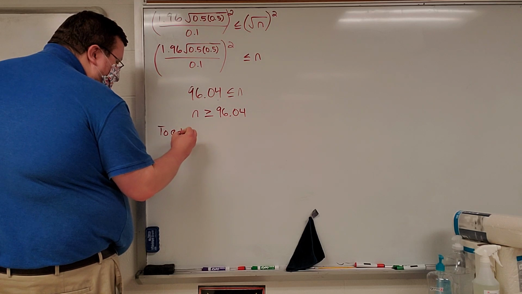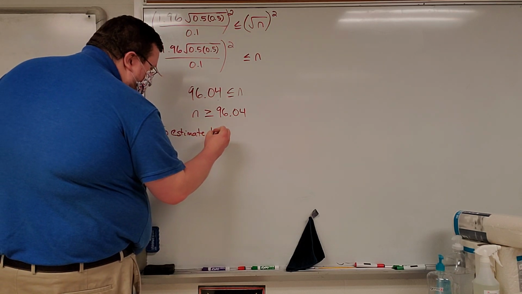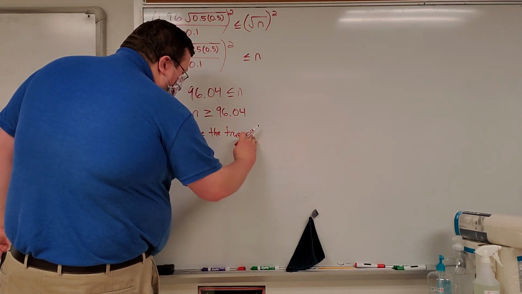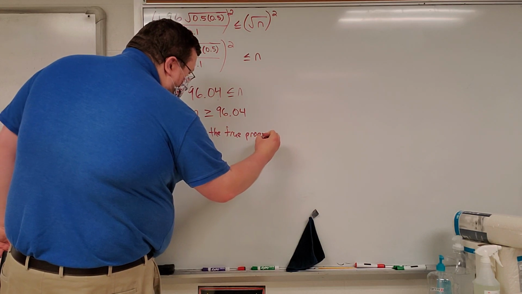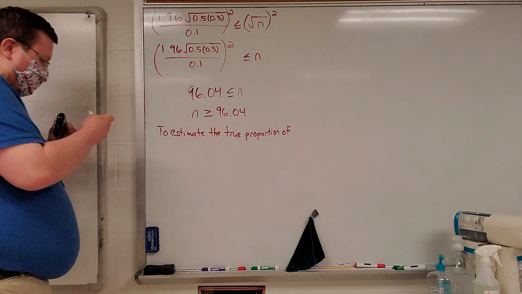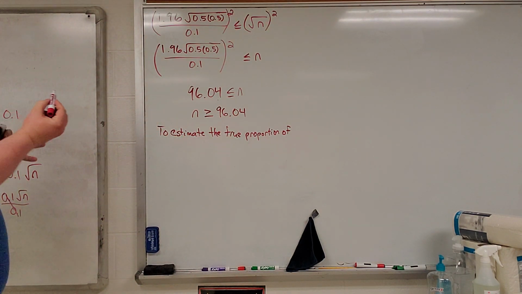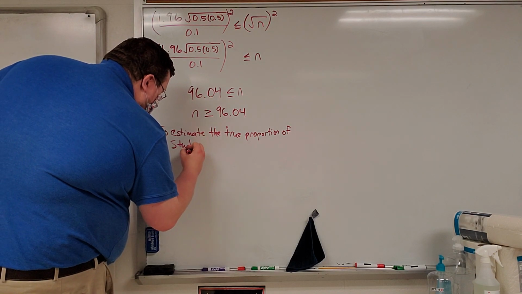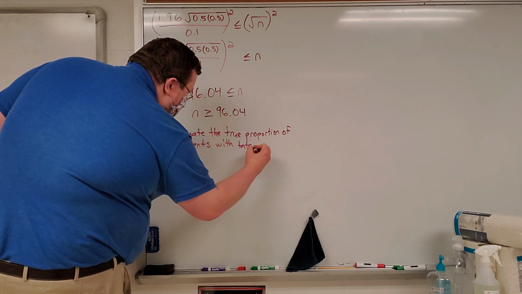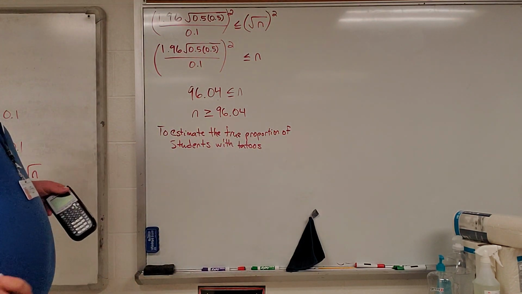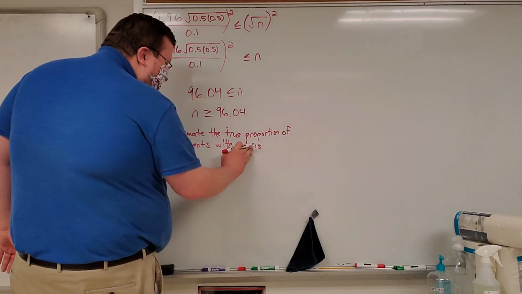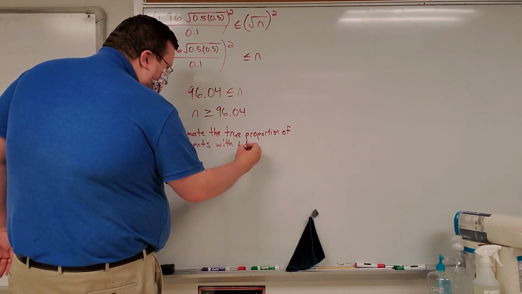To estimate the true proportion of students with tattoos. Did I spell that right, or is it double T? It's double T. Silly. I knew that wasn't right.